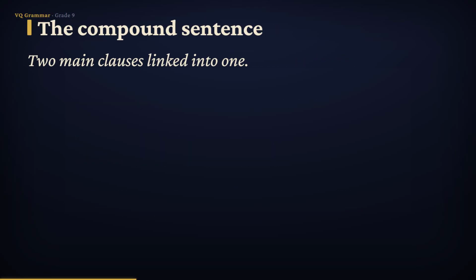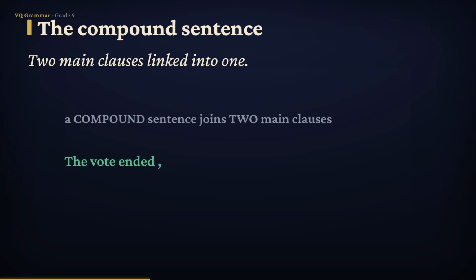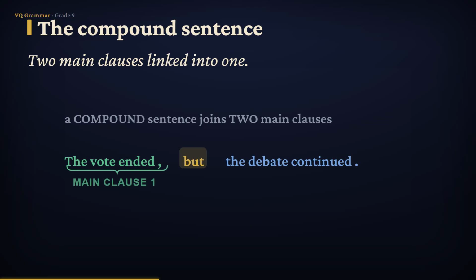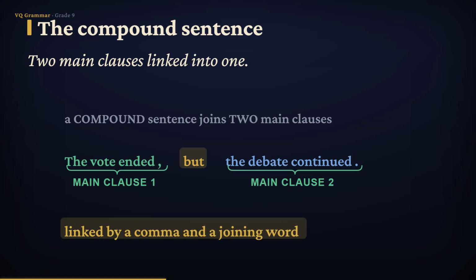Now the second type, the compound sentence. A compound sentence joins two main clauses into one. Watch. The vote ended, but the debate continued. See how it works? The vote ended is a full main clause. Then comes the joining word, but, and the debate continued is a second full main clause. Main clause one and main clause two, each of which could stand on its own. What links them is a comma and a joining word sitting right in the middle.